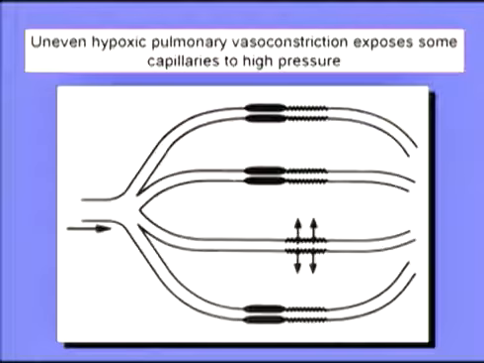And then it transpired that there's evidence that the hypoxic pulmonary vasoconstriction is uneven, and that where there is constriction of the smooth muscle, the capillaries are protected, of course, from the high pulmonary artery pressure, but where there is no constriction, the capillaries are exposed and their walls are damaged.